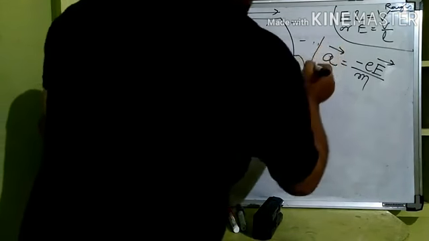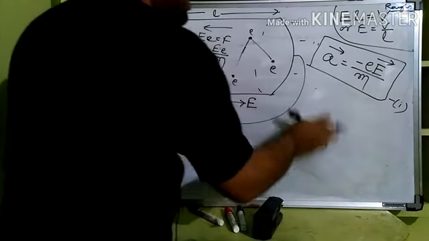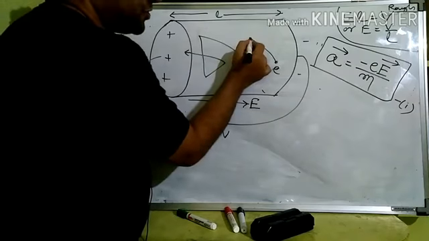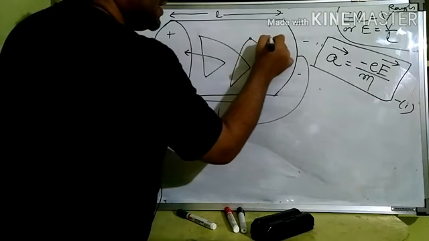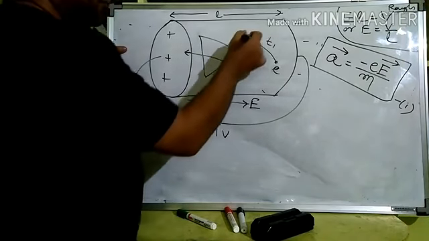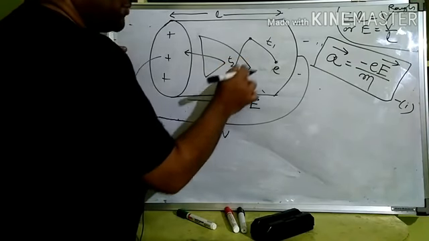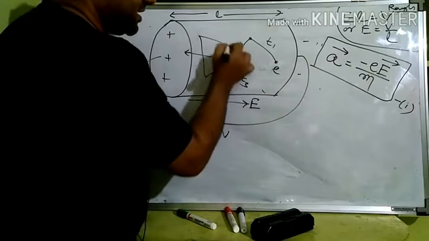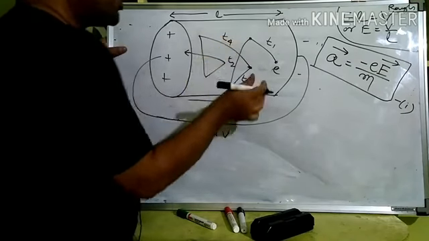So E is equal to A, acceleration is equal to minus eE by m. Let us make it equation 1. Before the first collision, how much time is consumed? Let us say that is T1. From here to here, how much time is consumed? Let us say that is T2. From here to the next collision, time is T3. From that collision to the next collision, let us say T4, and so on.